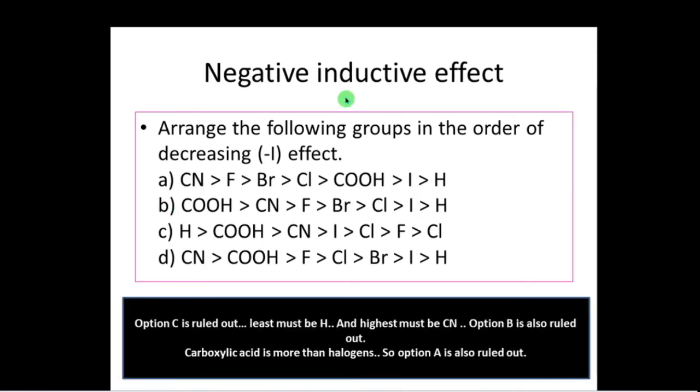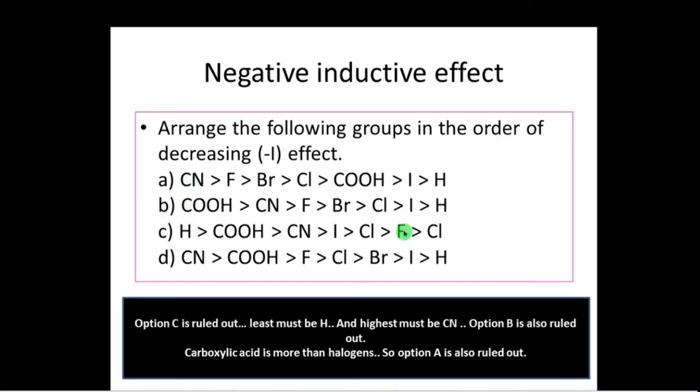Next one, negative inductive effect. Arrange the following groups in the order of decreasing minus I effect. As we already pointed out, in the case of the inductive effect, hydrogen is always the least one in any pair of the options. Because hydrogen is not available in the last one of option C, and higher hydrogen is given at the top here, option C is ruled out. And as we know, the highest one is the nitrile group, so that CH3 must be given at the top. Based on that, option B is also ruled out.